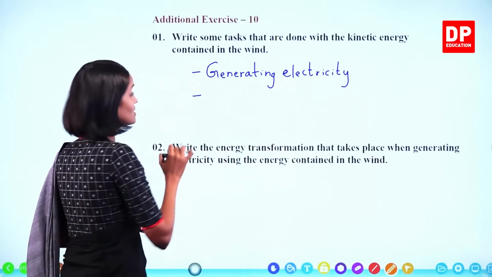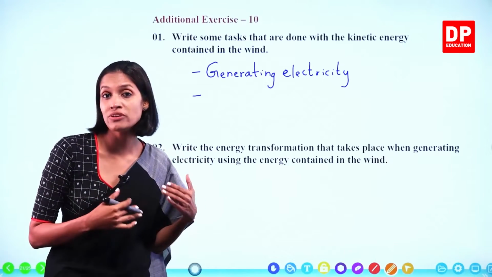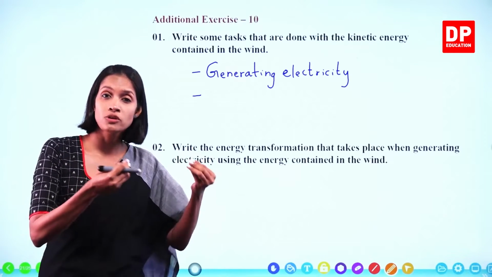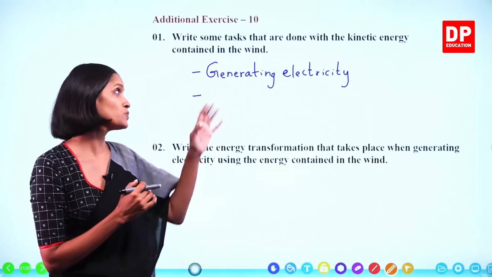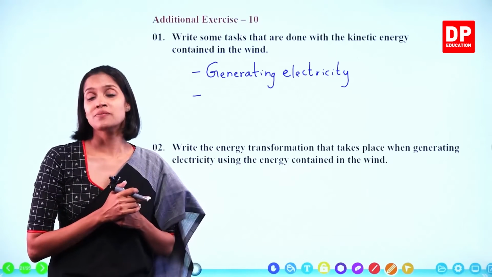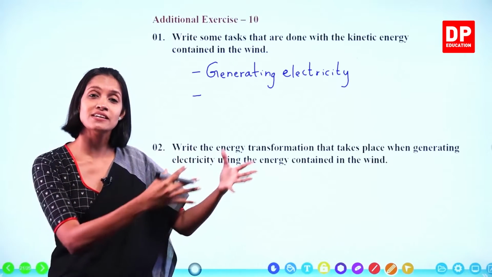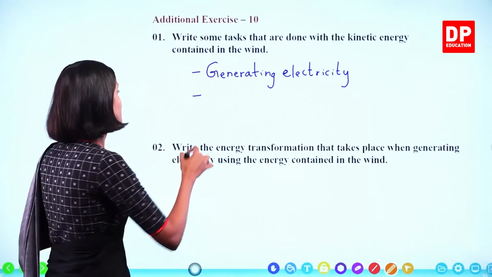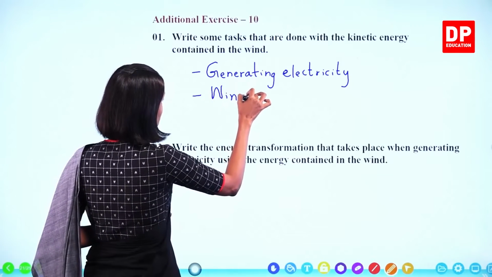Do you remember we learned that the farmers use the kinetic energy of the wind for winnowing paddy? What is the meaning of winnowing paddy? To separate good paddy from the hollow or empty paddy, you need to use the wind. So when the paddy is dropped against the wind, what happens, children? Because of the wind, the empty paddy seeds are taken away and the good paddy will remain. This is known as winnowing paddy. We learned this in the 4th lesson. Winnowing paddy.